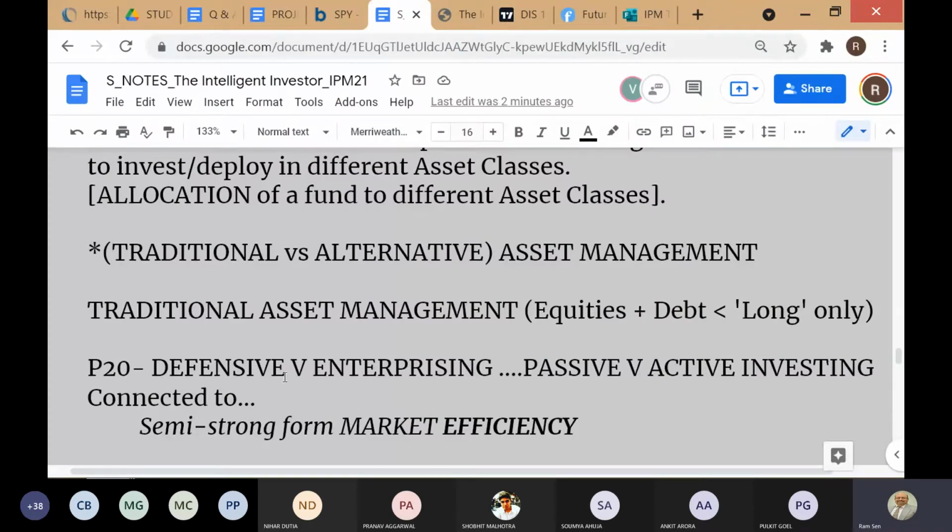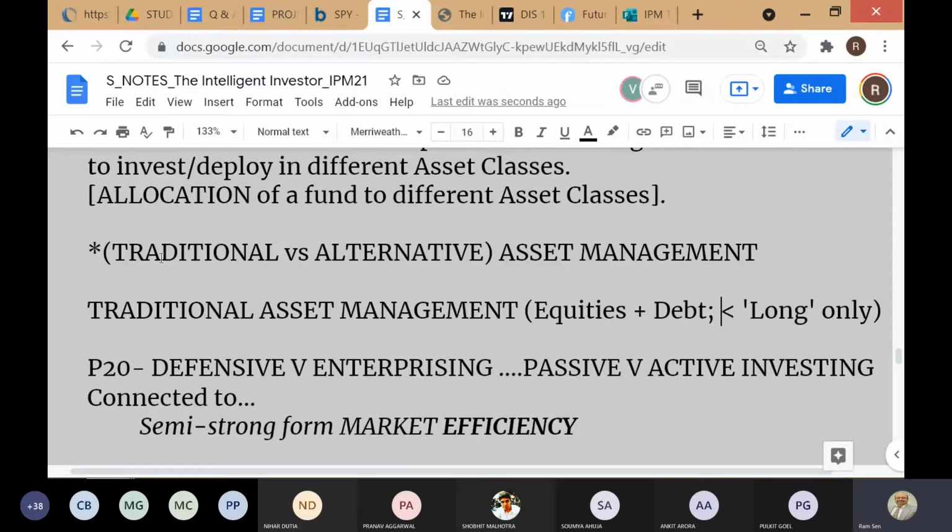So there are three things. One is equities and debt. That is what asset classes you can invest in. In traditional asset management, we are going to talk about a distinction between traditional versus alternative asset management. We are going to look at the distinction.